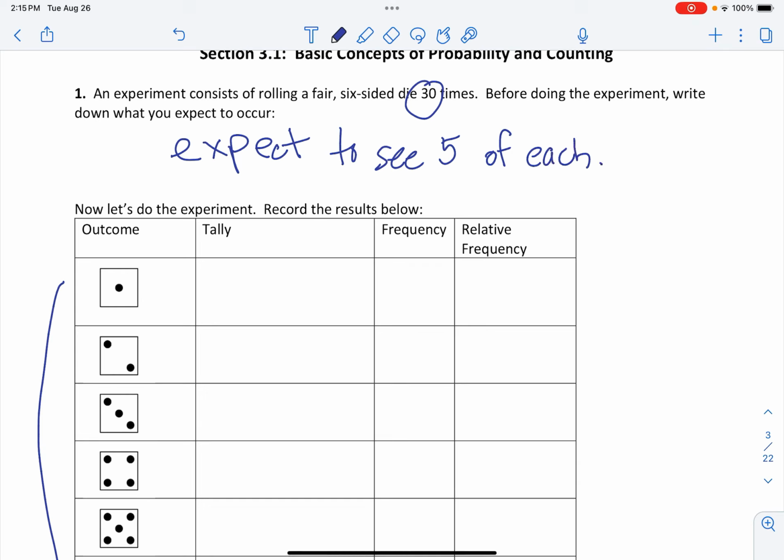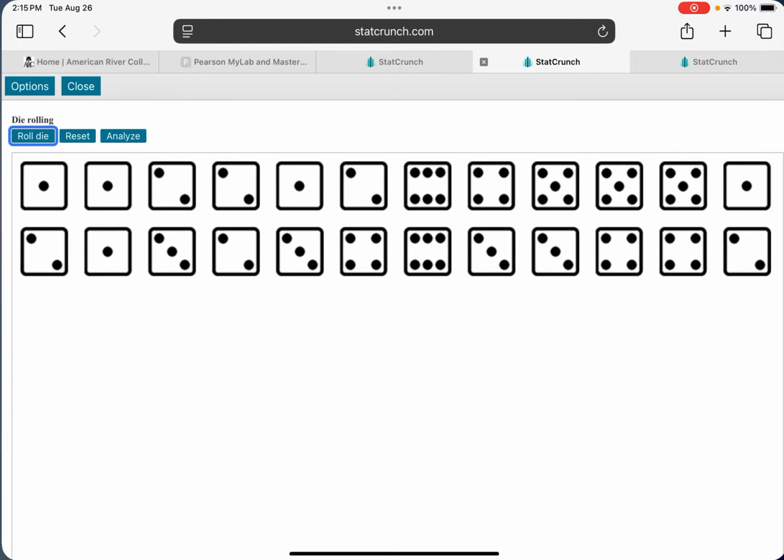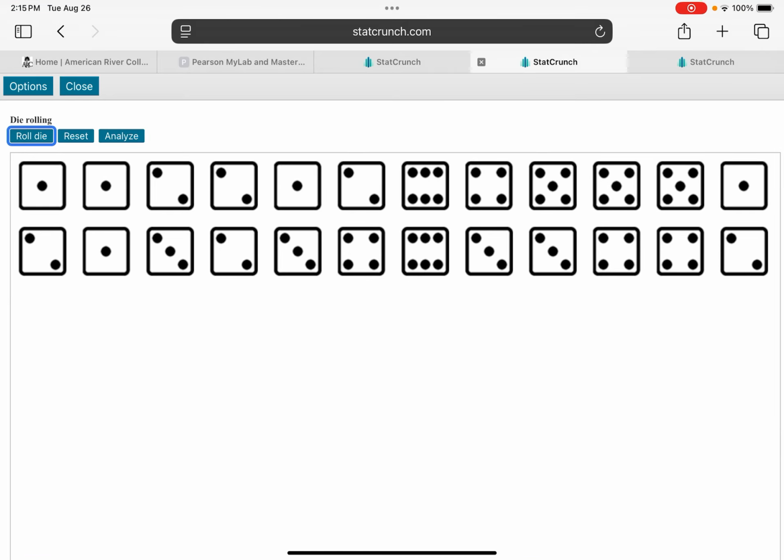Now, are we going to see that in an actual experiment if we only roll it 30 times? Most likely not, but you might, or it'll be close, right? So I did already start the experiment to give ourselves a head start, and I did that in StatCrunch.